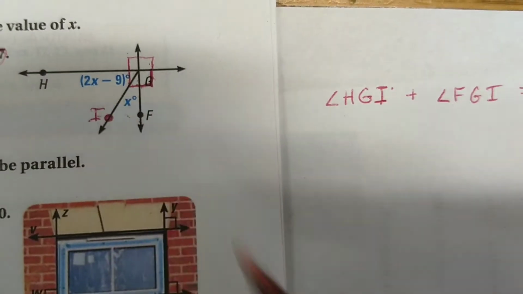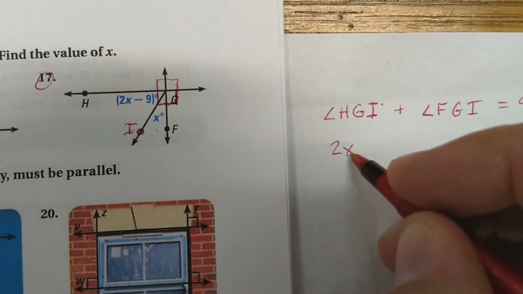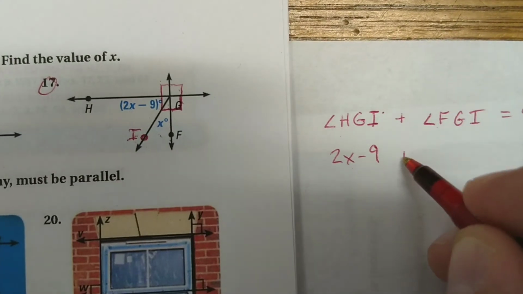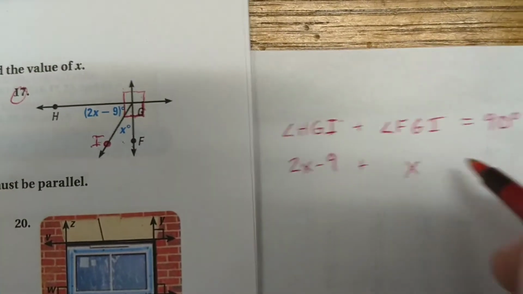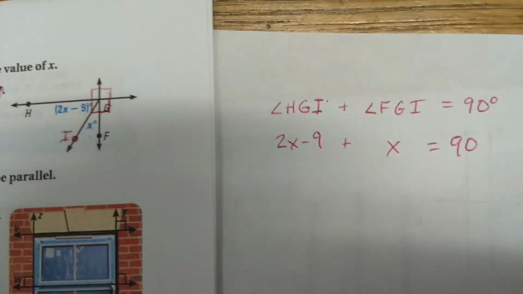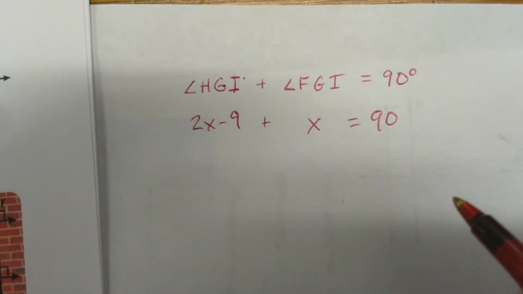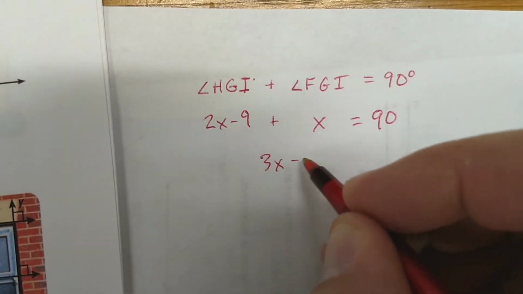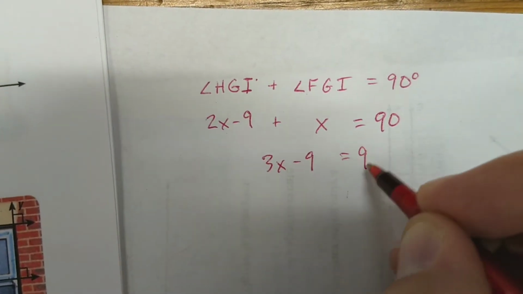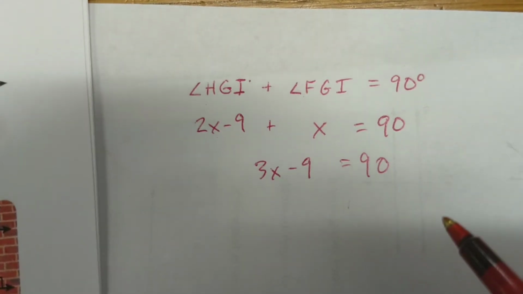HGI is 2x minus 9. And we're going to add angle FGI, which we said was x degrees, and that has to equal 90. Once you've got that substituted in, now you're just doing some algebra. 2x and x are 3x. Minus 9 equals 90, so I just simplified that a little bit.